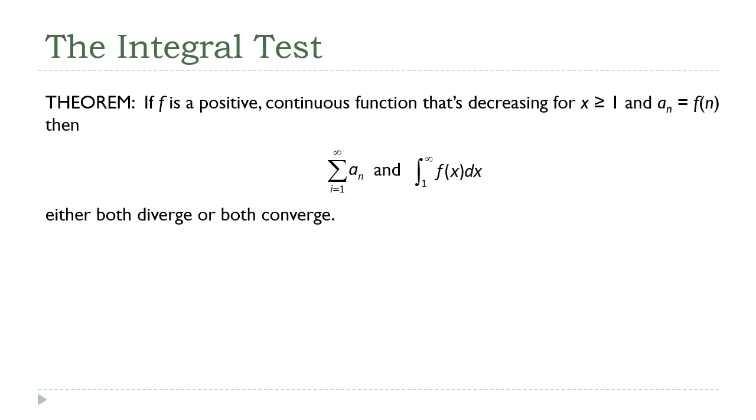So the theorem starts off with a few requirements, right? We have to have a positive, continuous, decreasing function that matches the value of our sequences. That's this a sub n equals f of n part. Now, if we have all of these pieces in place, then we know one of two things. Either the integral and the series both converge, or they both diverge.